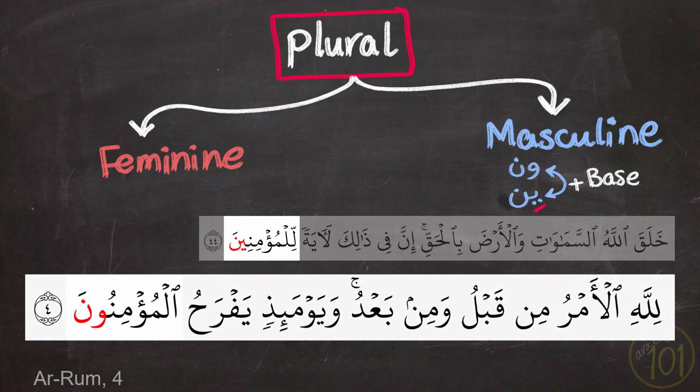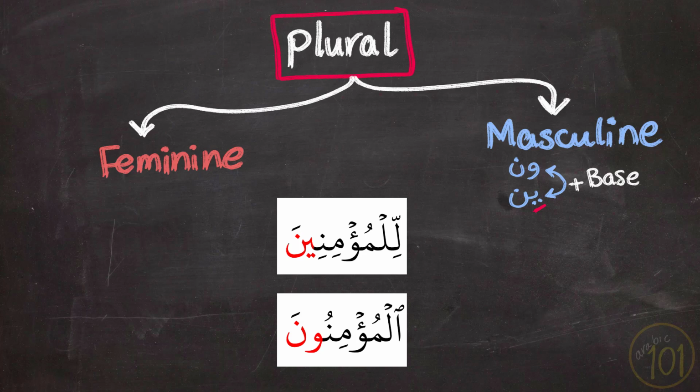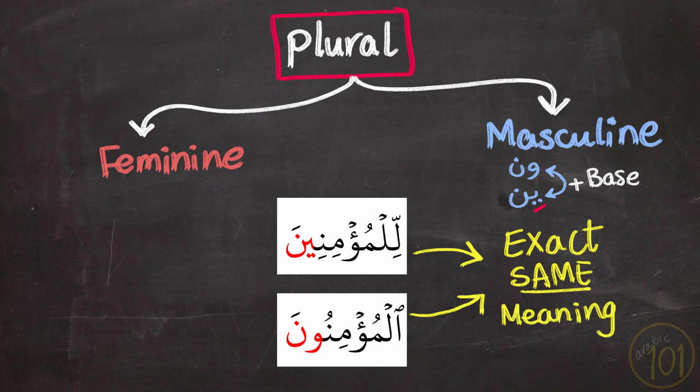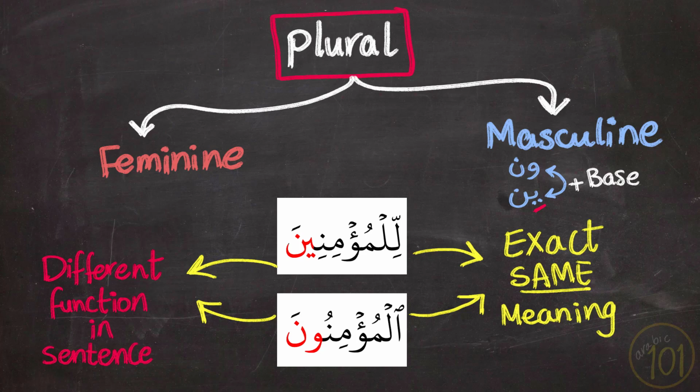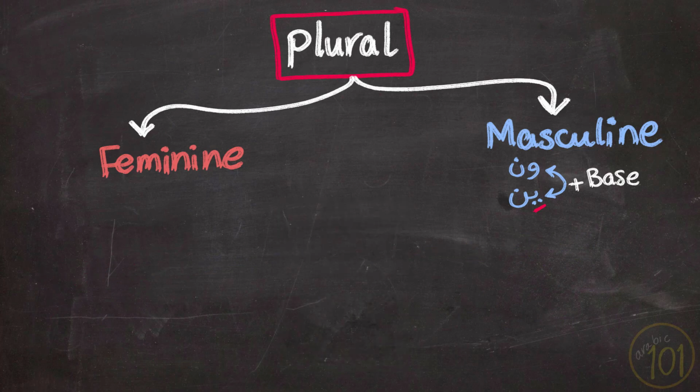المؤمنون. And if you're wondering if there is a difference between if the noun ended with ya and noon or waw and noon, there is no difference whatsoever when it comes to the translation of the word. But there is definitely a difference between the two when it comes to the function of the word. Now let's have a look at how we can turn feminine nouns into plural forms.